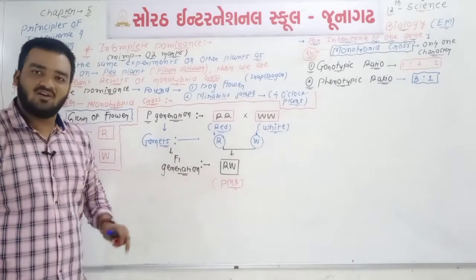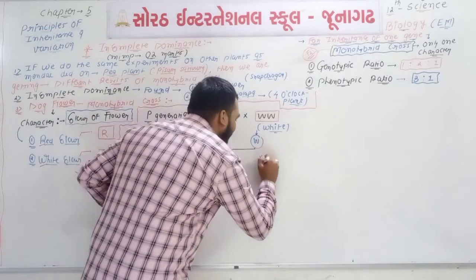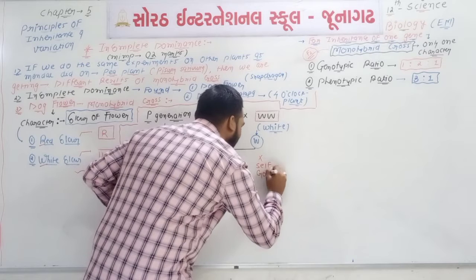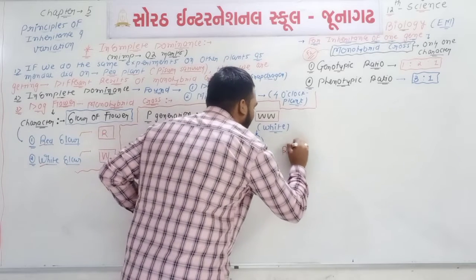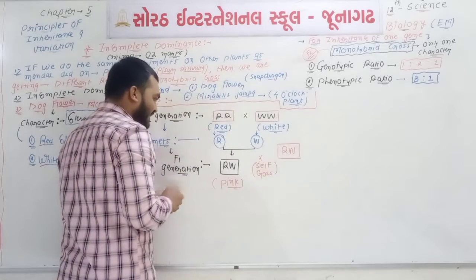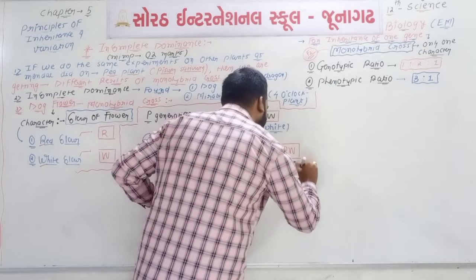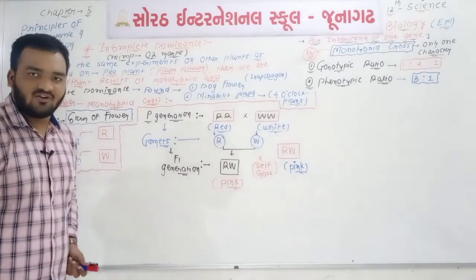Okay, for the F1 generation, we are going to follow the same method. So here we will do the self cross. Capital R, capital W is what? Genotype or phenotype? It is one type of genotype. And what about the phenotype? The phenotype will be pink. Okay, so it's all about the F1 generation.